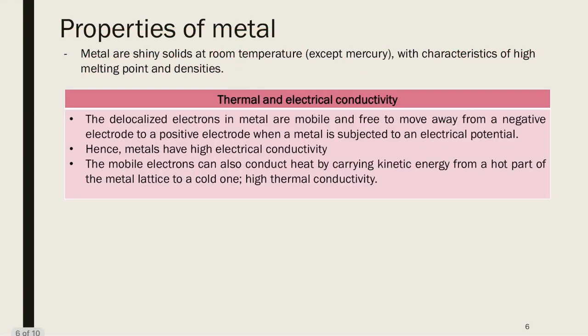Next, daripada segi thermal and electrical conductivity. So we know that in metal we have delocalized electron. It is mobile and free to move away from negative electrode to a positive electrode when metal is subjected to electric potential. Therefore, metals have high electrical conductivity. The mobile electrons also can conduct heat by carrying kinetic energy from a hot part of the metal lattice to a cold one. So it has high thermal conductivity.